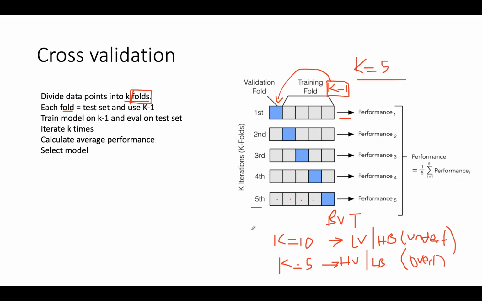So the goal here is to find an optimal k that depends on the size of the data set. This optimal value will help us find the trade-off between bias and variance. So let's quickly look at an example here.